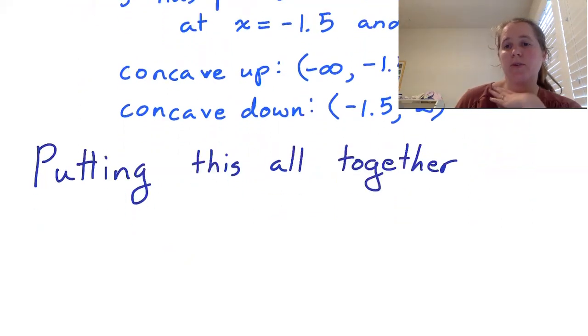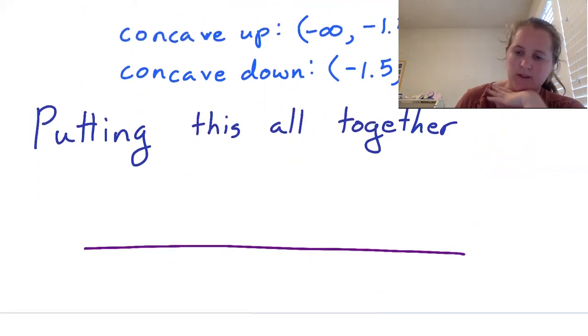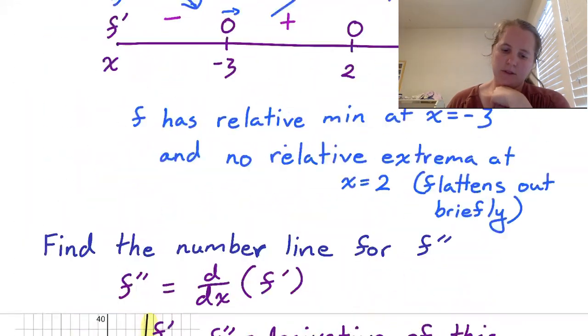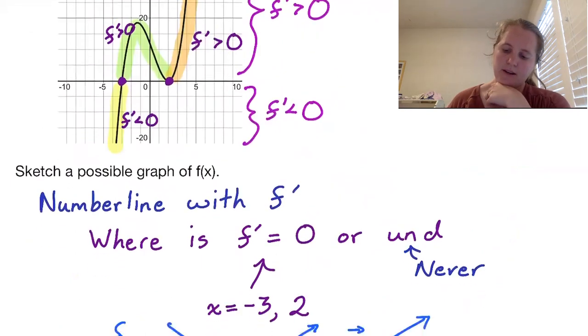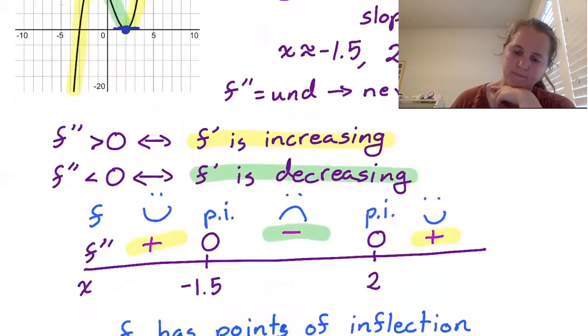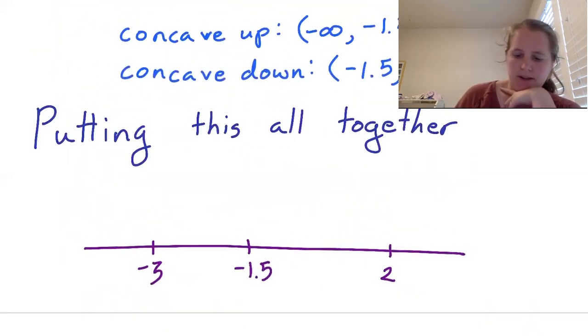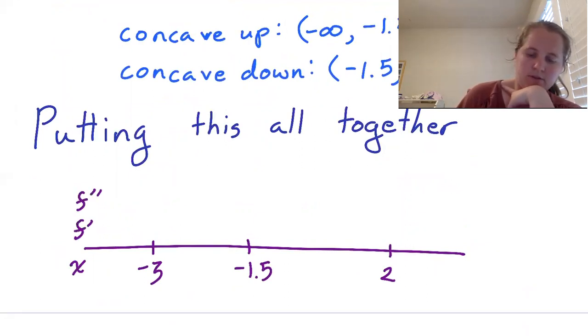some students like to put this all on one number line with just lots of stacking. So if we did this all in one number line with lots of stacking, our original points of interest were at -3 and 2. So we had a point of interest at -3. At 2, we had another point of interest at negative 1.5. Then we had x, f prime, the second derivative, and f.